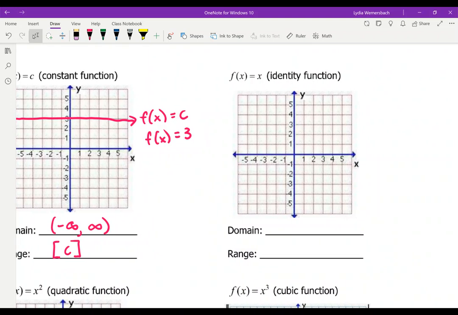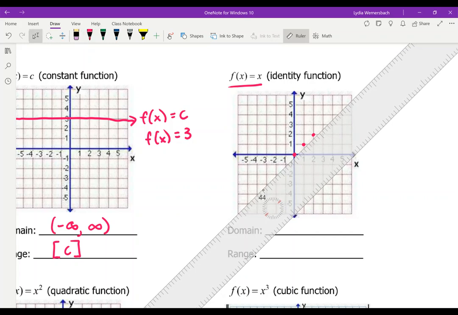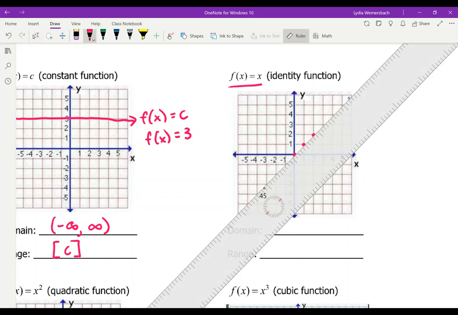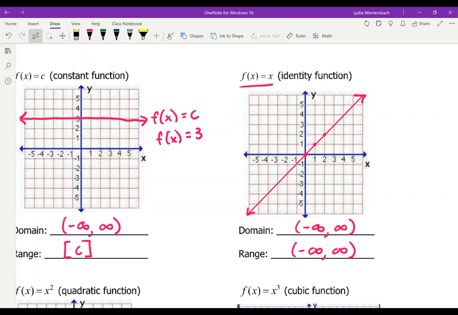Now, the identity function is the function f of x equals x. That is a line through the point 0, 0, right? That's the y-intercept, with a slope of 1. So that rise over run is just a positive 1. And that looks something like this. So this would be that parent function. Because this is a line, again, the domain is going to be all real numbers. And the range will also be all real numbers, right? We're touching all of the x and the y values there. So those are the first two.